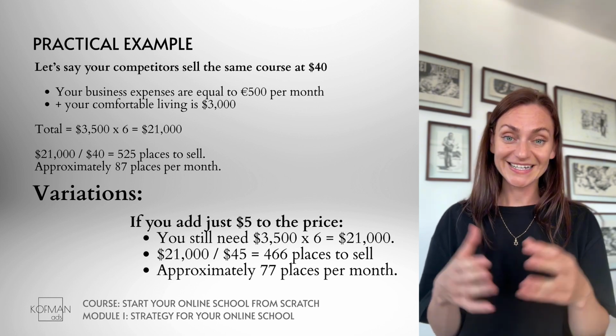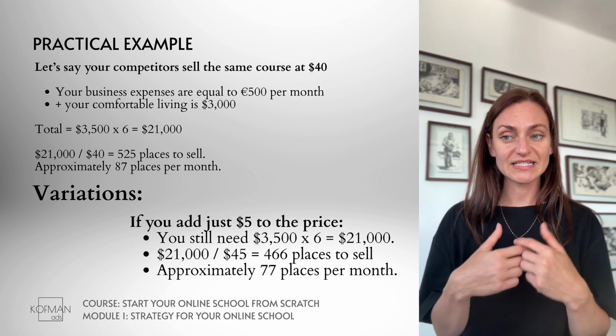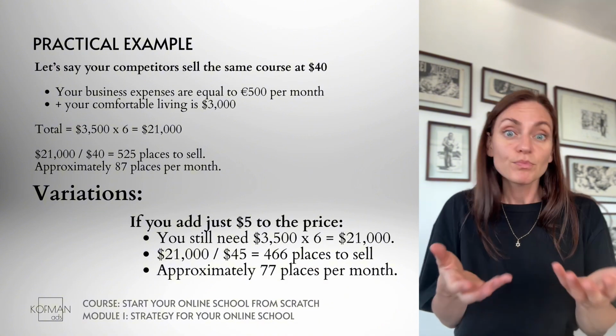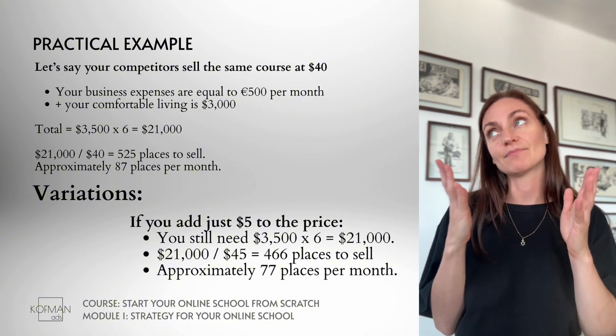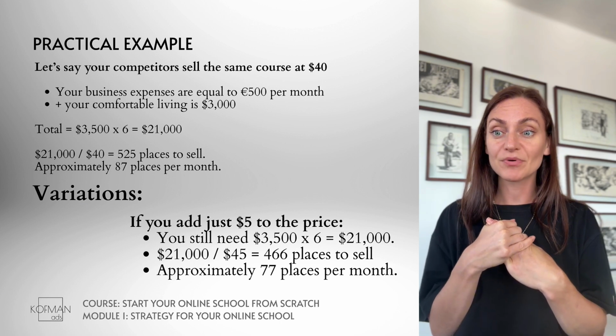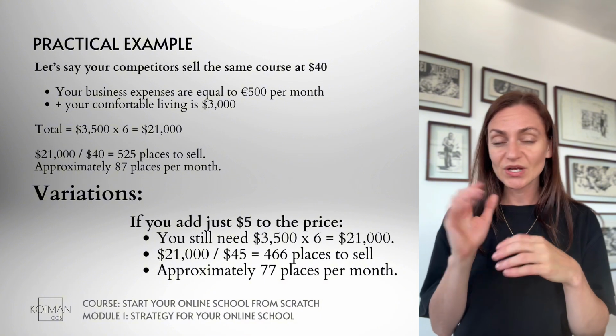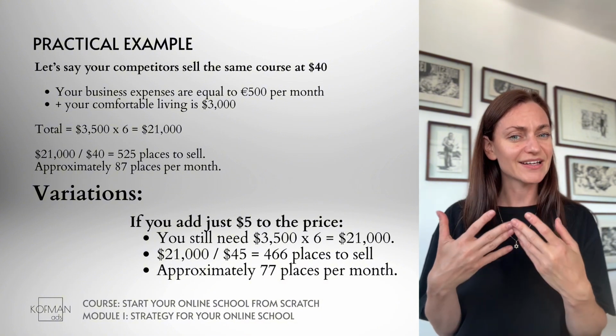So basically, adding just $5 per seat will actually bring it down to 77 places per month, which is probably a little bit easier. It doesn't make that much of a difference, just 10 sales. Here you can also calculate sales per day, how many per day you have to make. So basically, if you count 30 days, it's more or less 2.5 sales per day, which is kind of achievable.